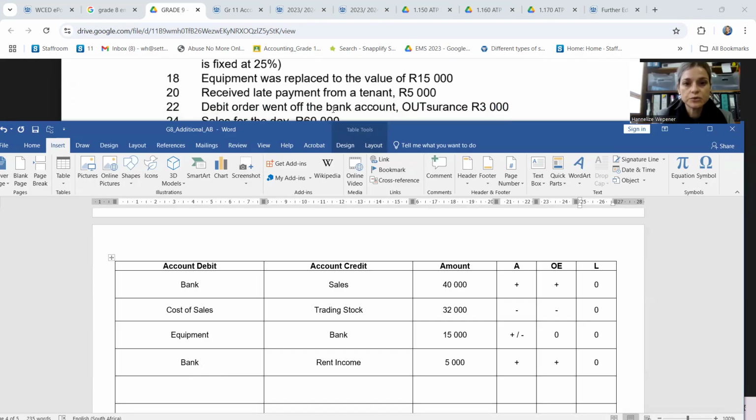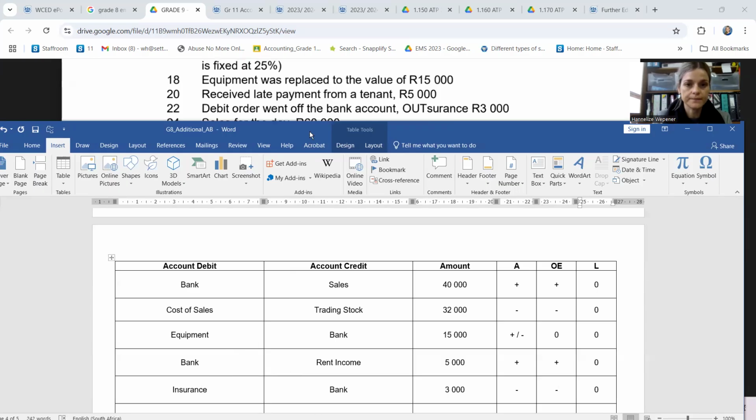Then a debit order went off our bank account for our insurance, 3,000 Rand. So you have less money, therefore you're going to credit bank. Insurance is one of those things that you pay on a monthly basis, but you never own anything. So it's an expense, and expenses increase on the debit side, 3,000 Rand. So you have less money, therefore less assets, more expenses, therefore less profits going to the owner.